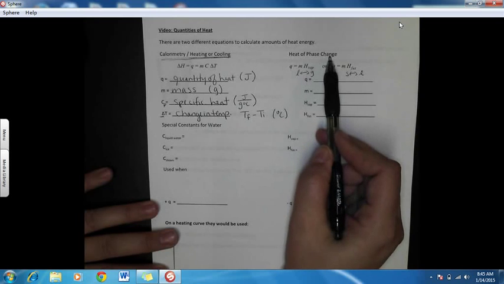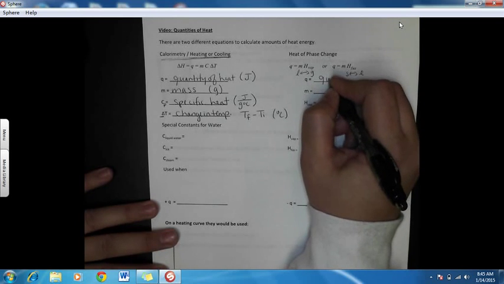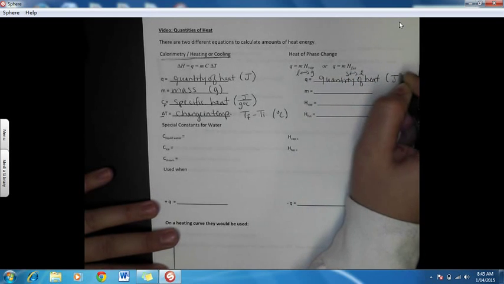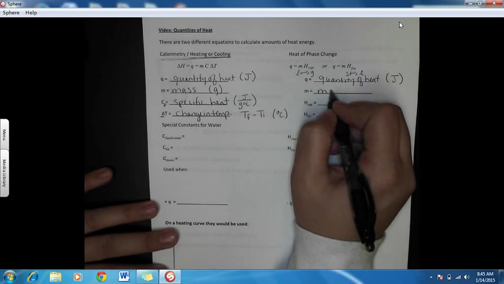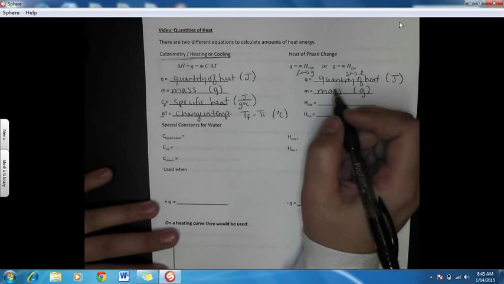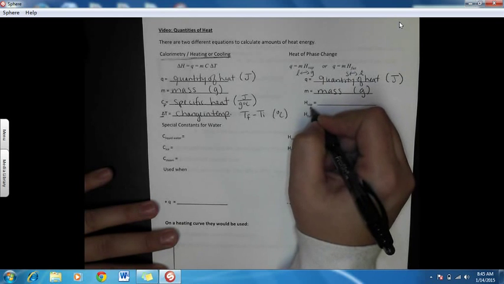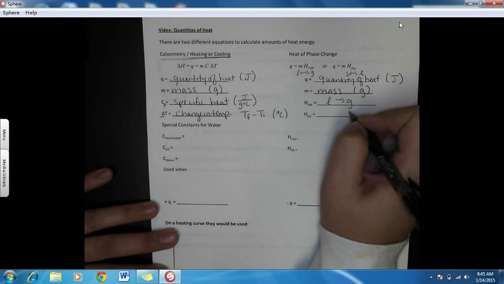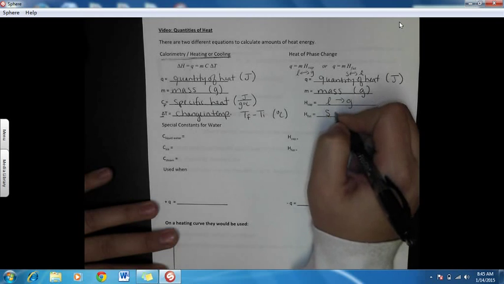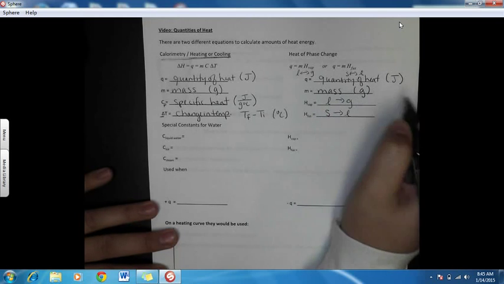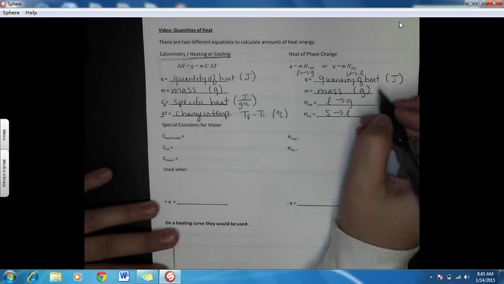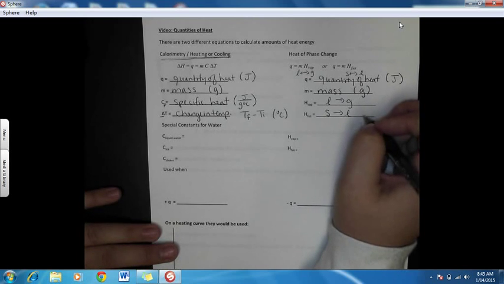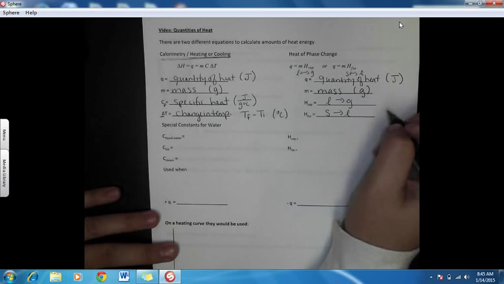Now the heat of the phase change. Q, again, is still the quantity of heat. So its unit is still joules. M is still mass, measured in grams. And H is the heat of vaporization, which is the heat required to change something from liquid to gas. And heat of fusion is when we go from solid to liquid. Now we can use the reverse of those, and when we do the reverse of those, we just change the sign. Okay? So the reverse, the opposite direction would be negative, because those would be exothermic.